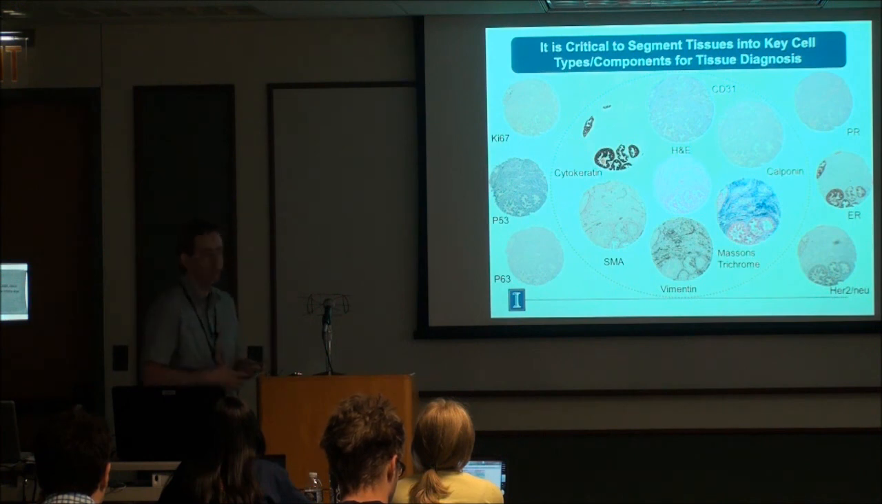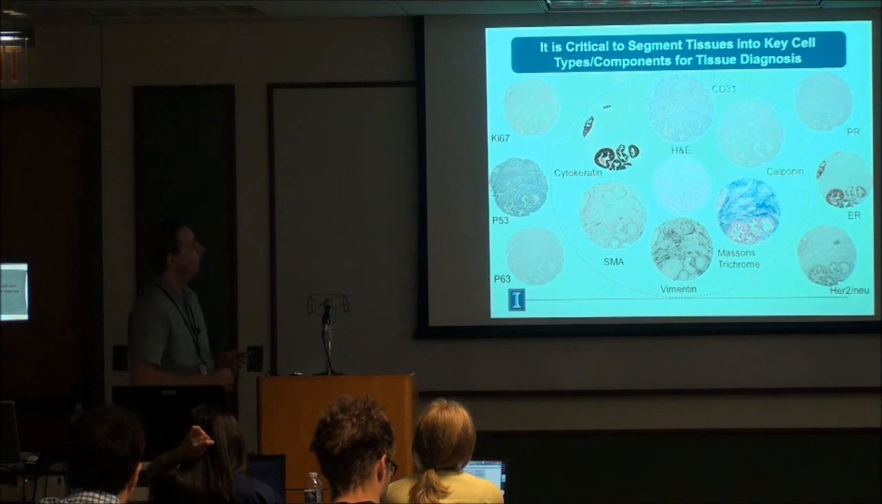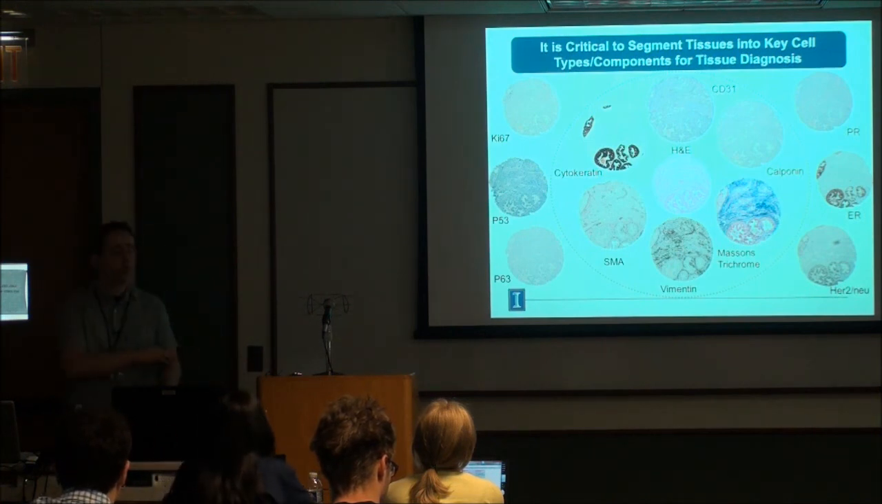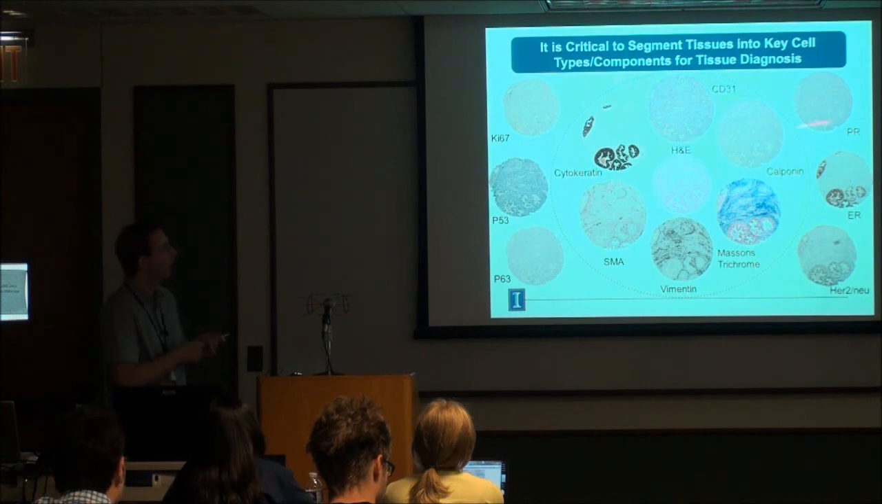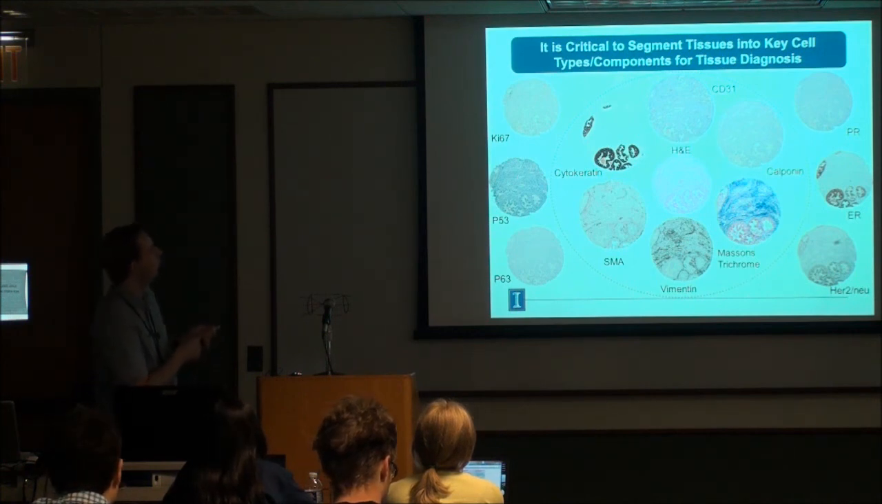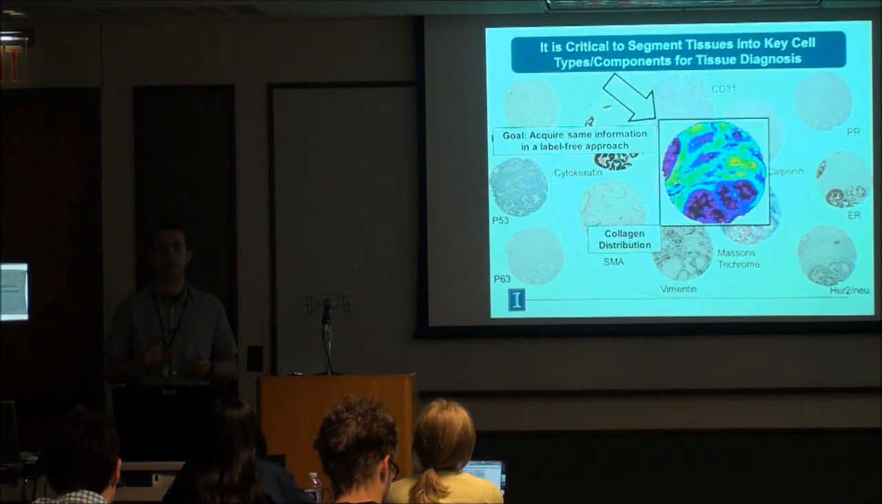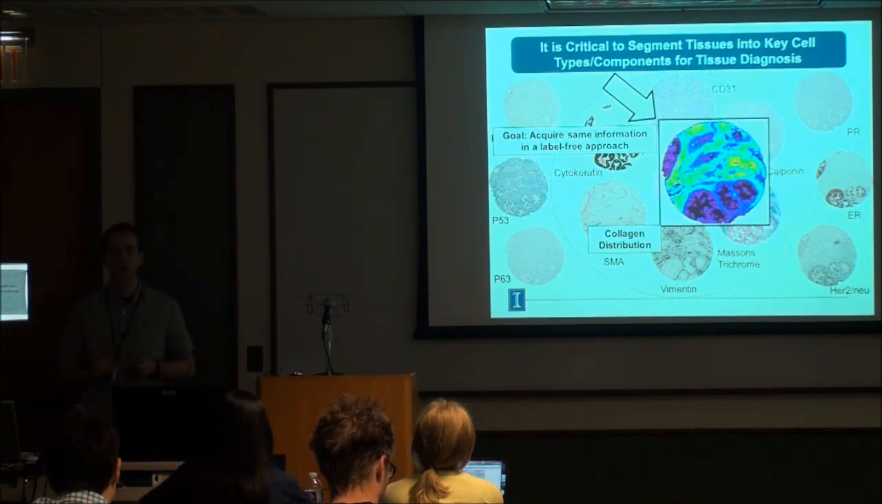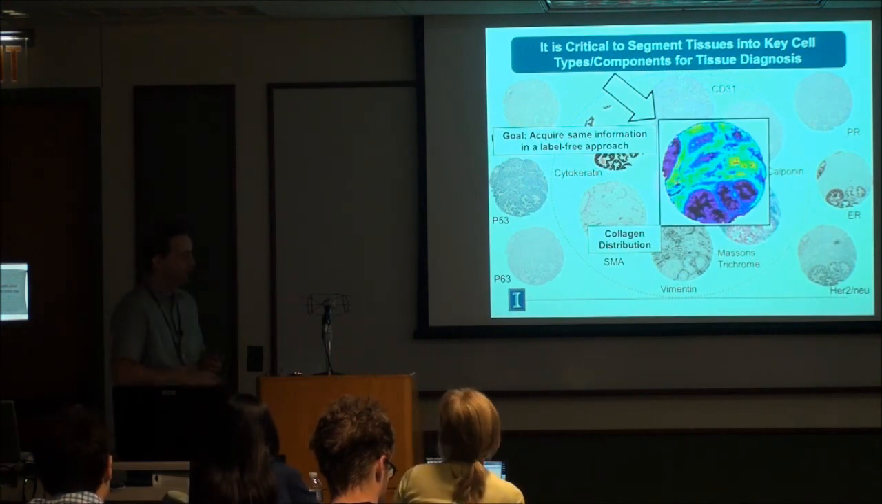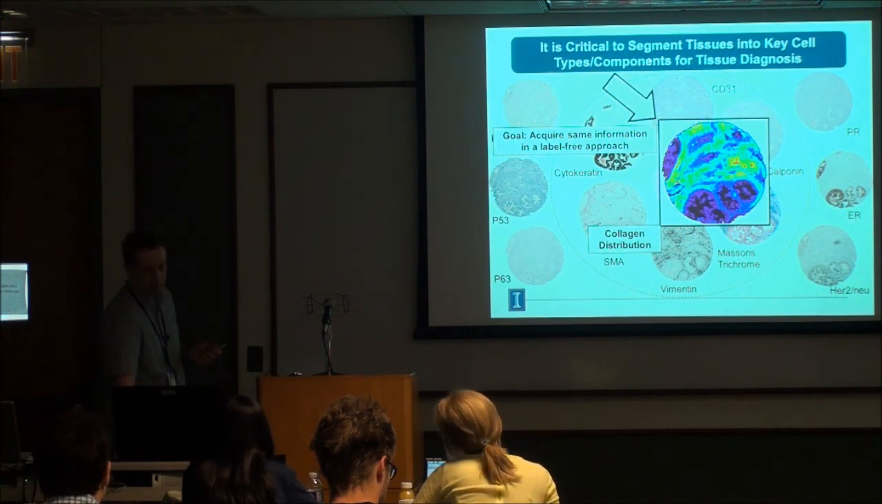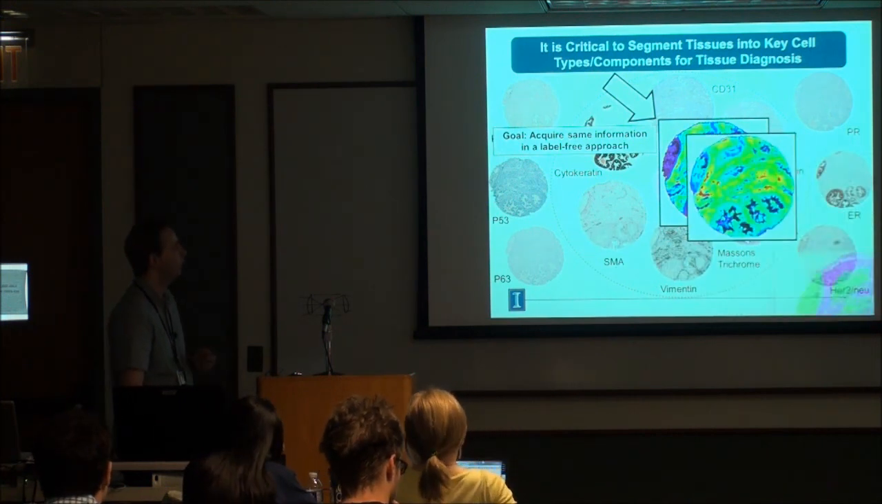What type of hormonal treatment do you want to use? Okay, so this is very expensive, very time-consuming, and requires multiple sections. These are 13 different sections. The goal of our work is to be able to acquire the same information in an entirely label-free approach using mid-infrared spectroscopy. So we can look at things like collagen distribution based on the images and protein distribution, and then use classification.